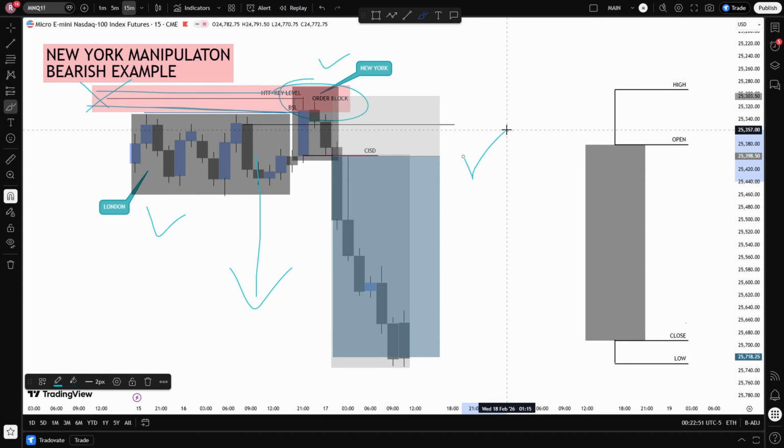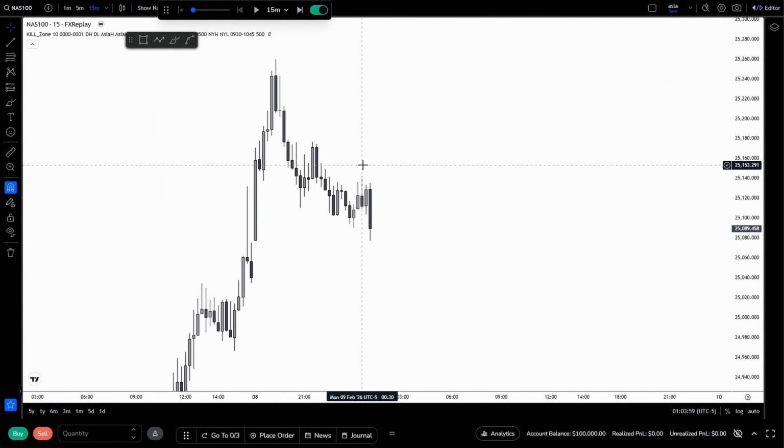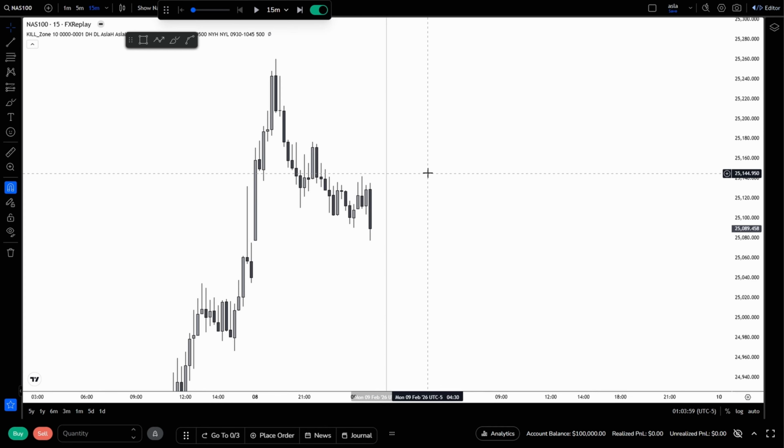Now let's hop into TradingView and look at a few real examples so you can see exactly how this forms in live price action. Moving on to the charts, here we have our first example. The first thing we need to do to follow this daily profile system is identify the sessions we're trading. So we start by marking out the time windows.